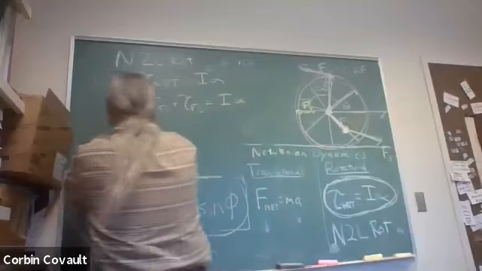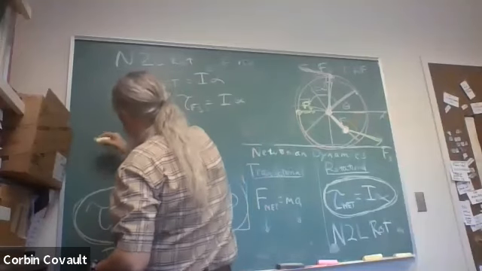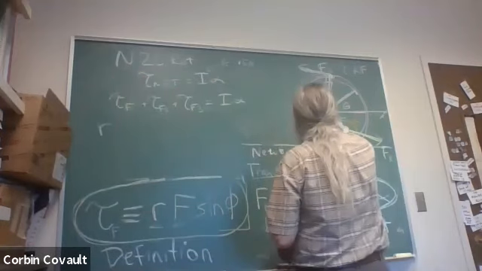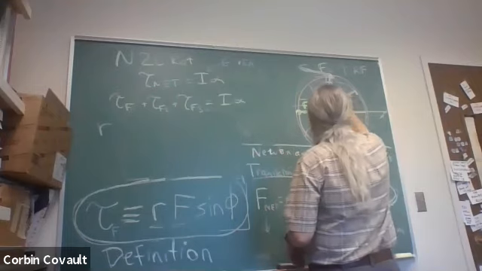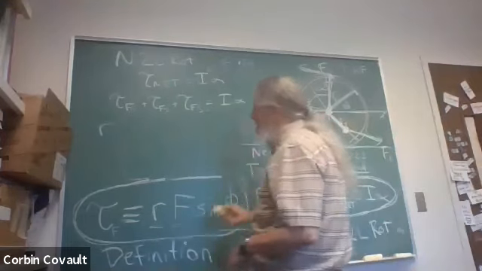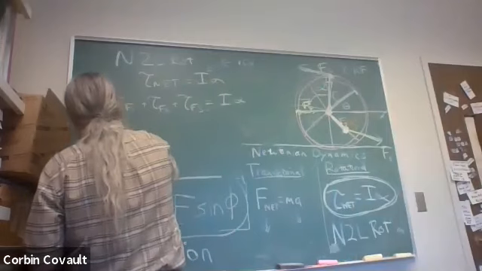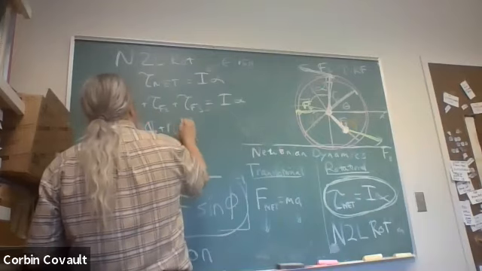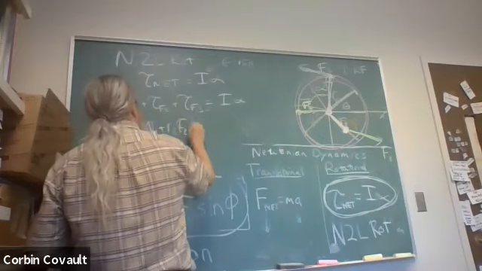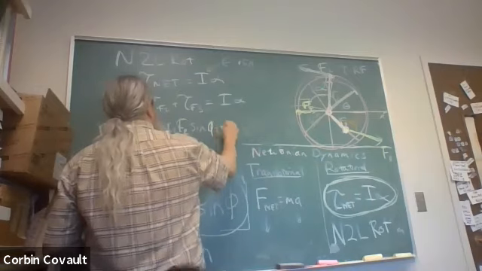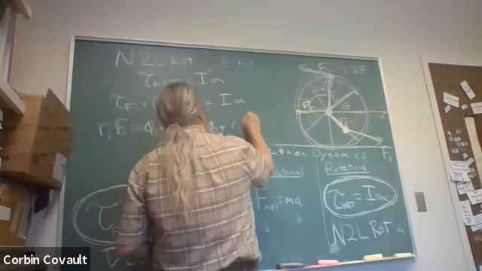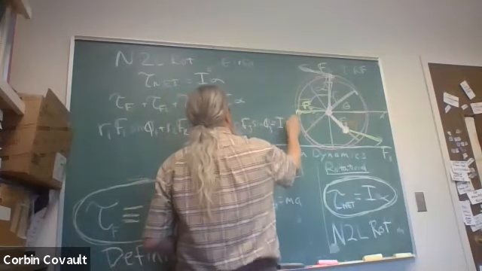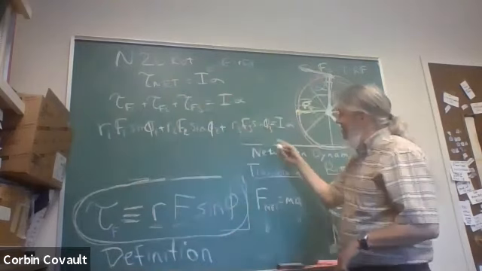So for example, this torque here would be the radius associated with the first force. I'll call that radius R1. We'll call this R2, and we'll call this R3 the same way. So it's just R1 times F1 times sine of phi1, plus R2 times F2 times sine of phi2, plus R3 times F3 times sine of phi3, and that's equal to I alpha. And if I knew all of these terms, I could calculate alpha.